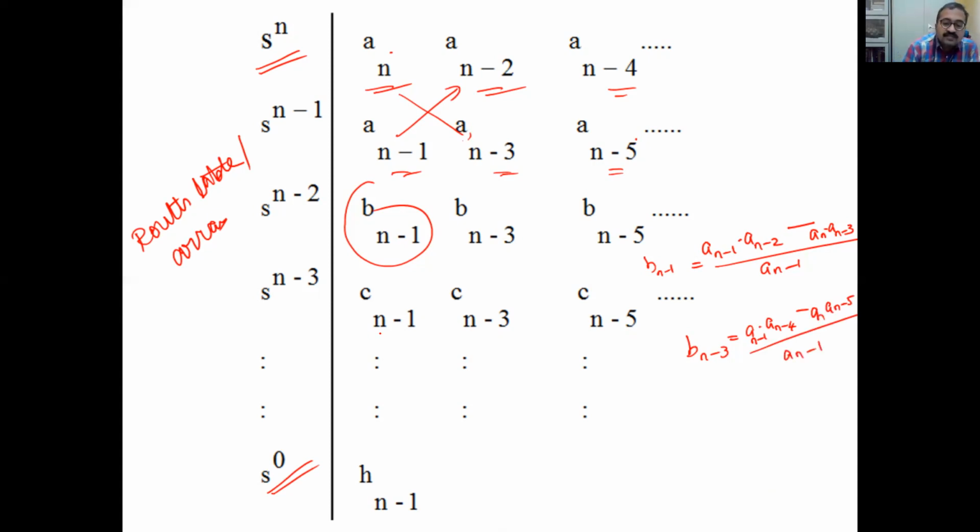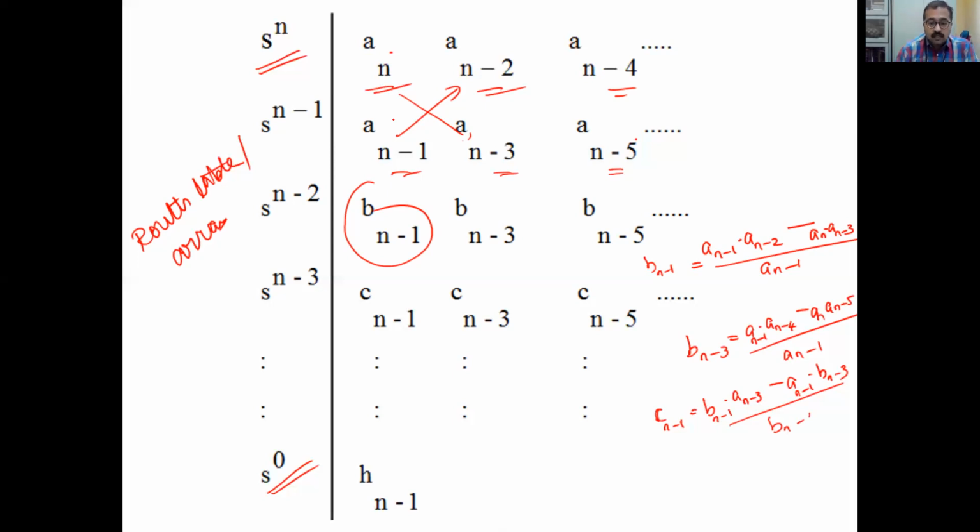So what will be your cn minus 1? Same procedure: (bn minus 1 into an minus 3 minus an minus 1 into bn minus 3) all divided by bn minus 1, and so on. Like that you compute all the remaining coefficients in the other rows. So this completes our Routh table.